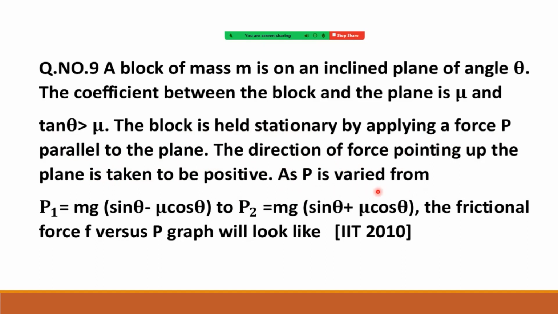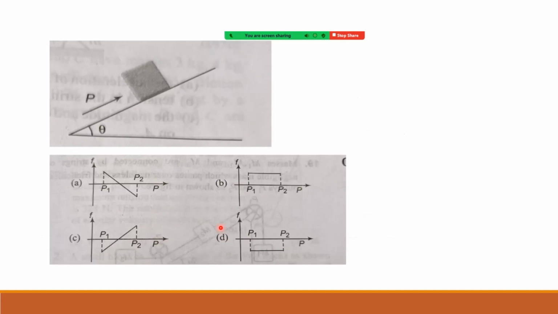As P is varied from P1 to P2, where P1 is mg into (sin theta minus mu cos theta) and P2 is mg into (sin theta plus mu cos theta), the frictional force versus P graph will look like, see diagram, and we have to verify the options.